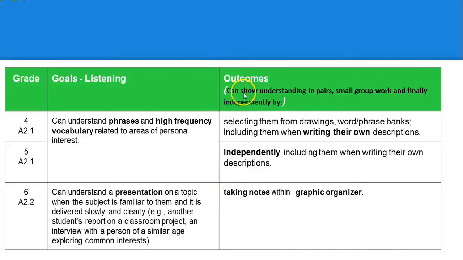And here it doesn't specify whether the students can do it in pairs or small group work or independently. That's written a little more at an open level so that there's more variability in the way that the students can show their understanding. But by taking notes, they still need to be accountable to that learning individually.